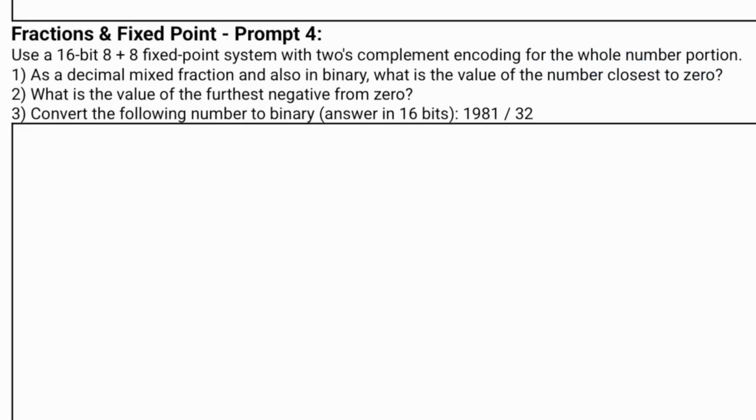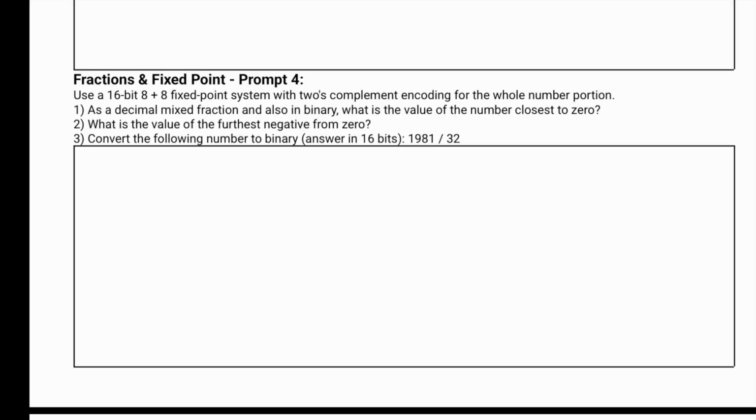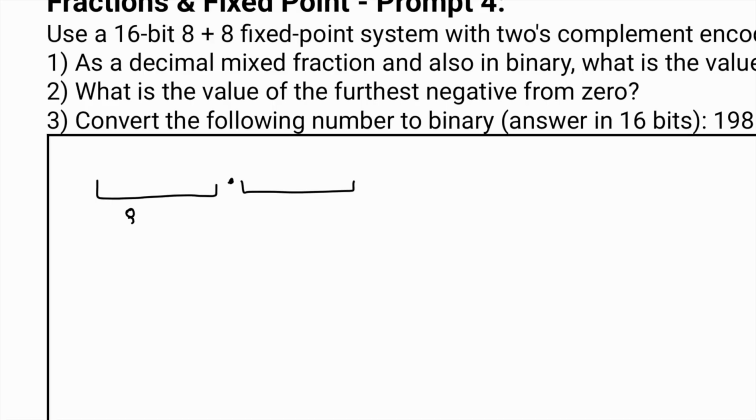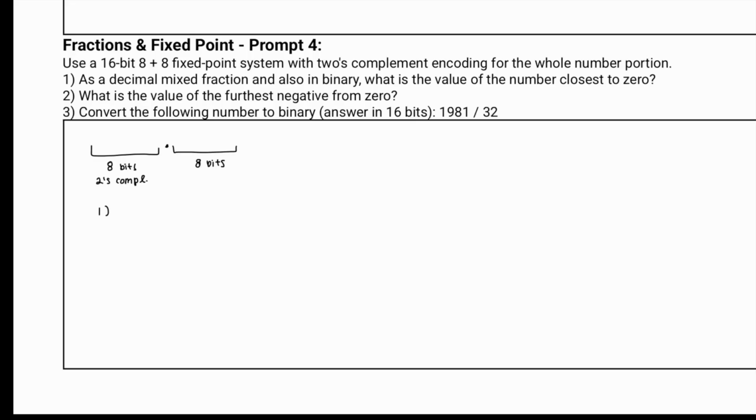In prompt 4, we are asked 3 different questions. To begin, we're asked to use a 16-bit 8 plus 8 fixed point system with 2's complement encoding for the whole number portion. This means for our final answer, we'll have 8 bits allocated to the whole number, which will be in 2's complement, and then 8 bits for the fractional portion. Our first question asks us, as a decimal mixed fraction and also in binary, what is the value of the number closest to 0?